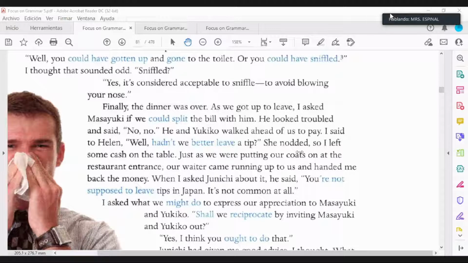Miren, chicos, el diablo sabe más por viejo que por diablo. No se confundan. ¿Vieron la serie Lucifer, verdad? Bueno.